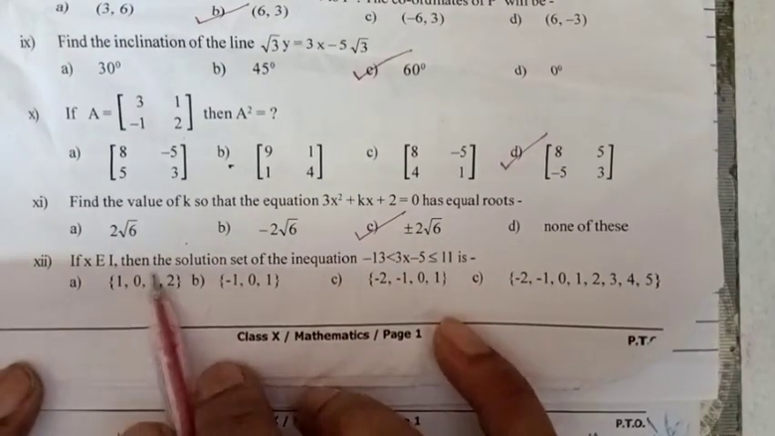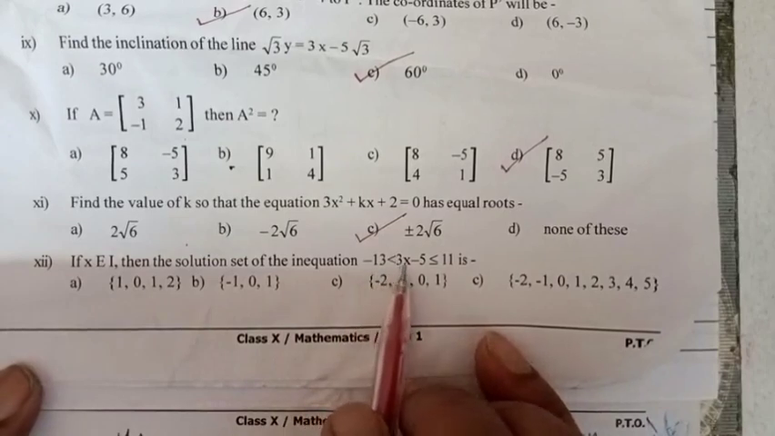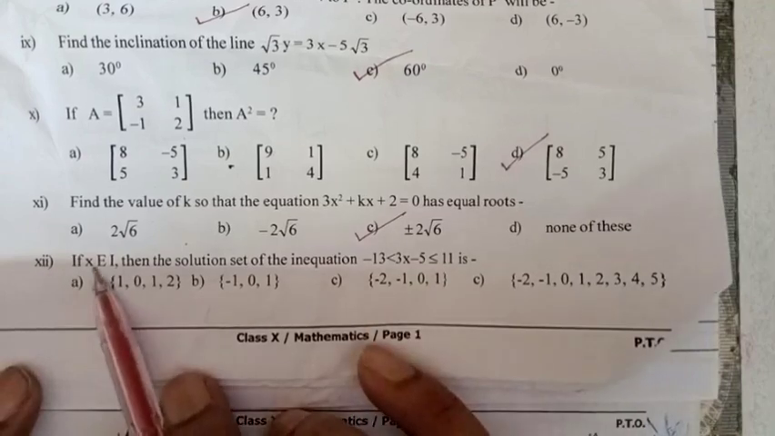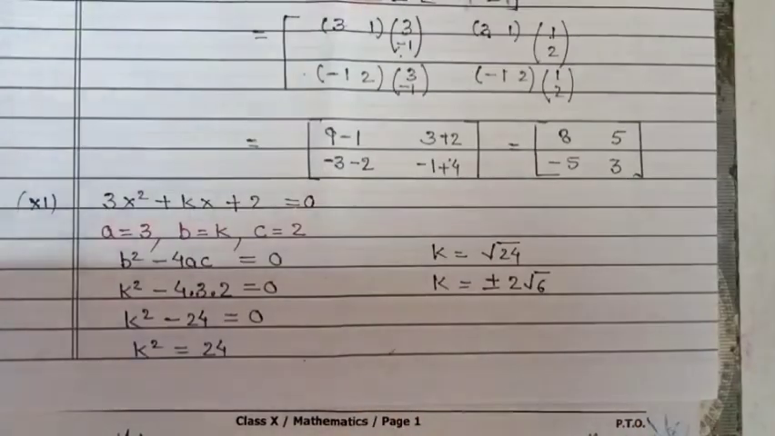Now in this one they have given you an inequality, minus 13 less than 3x minus 5 less than or equal to 11. x belongs to integers and you have to get the solution set.